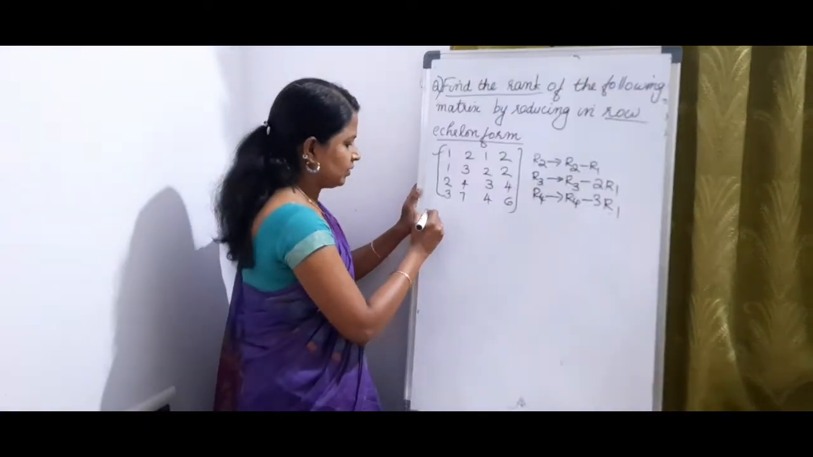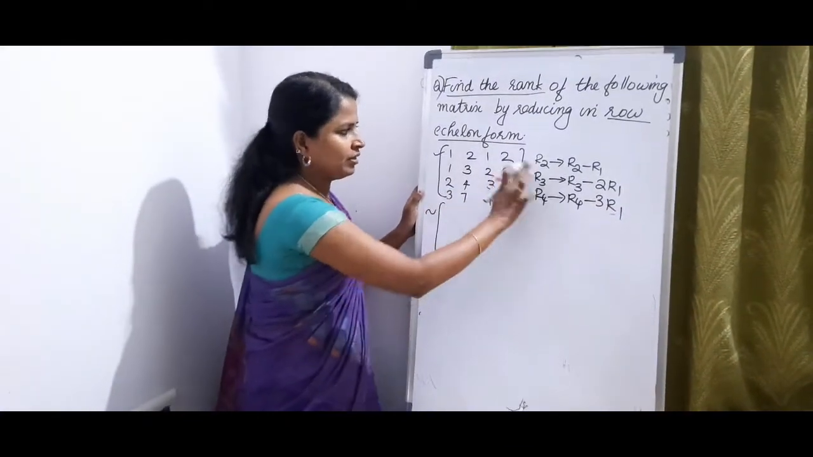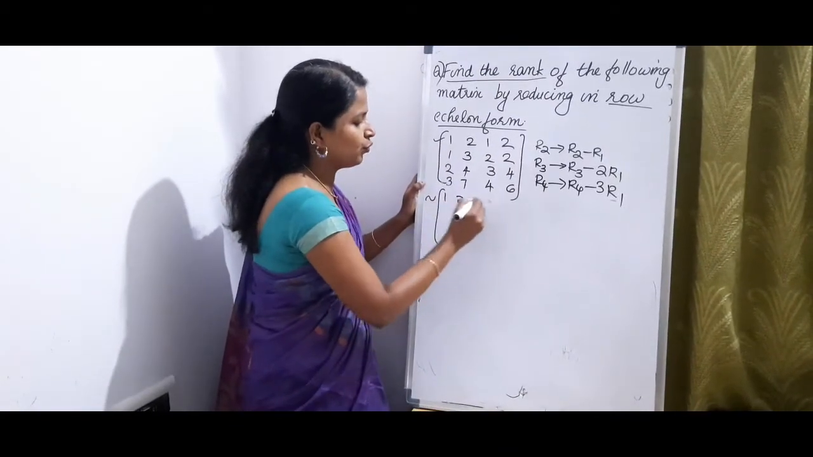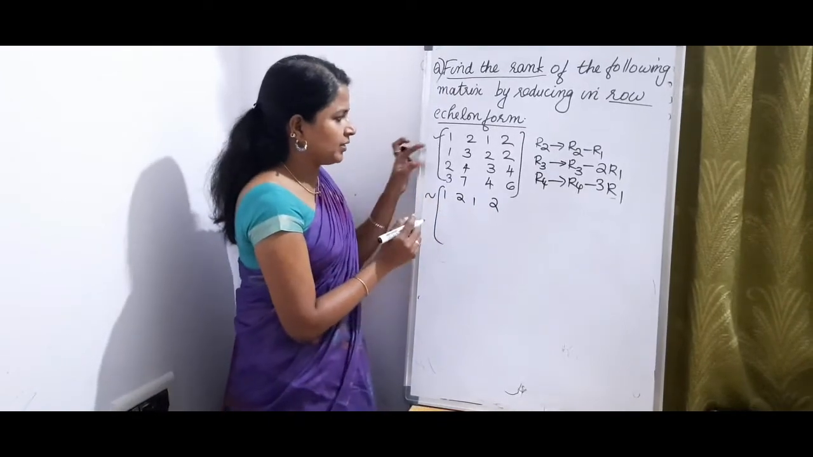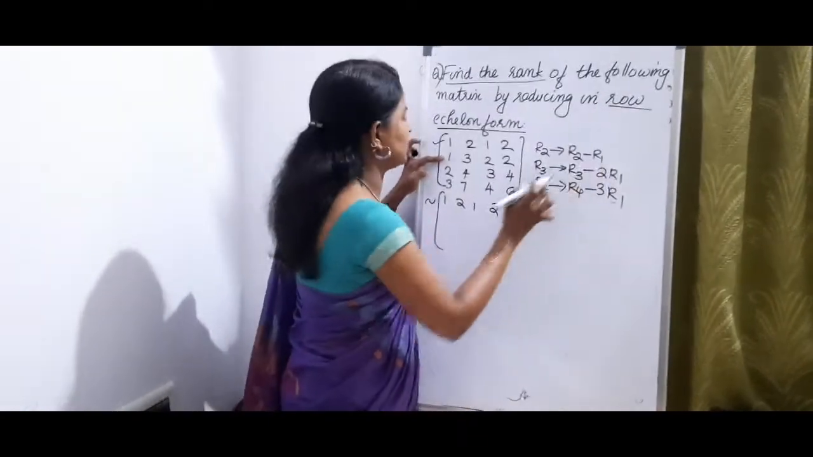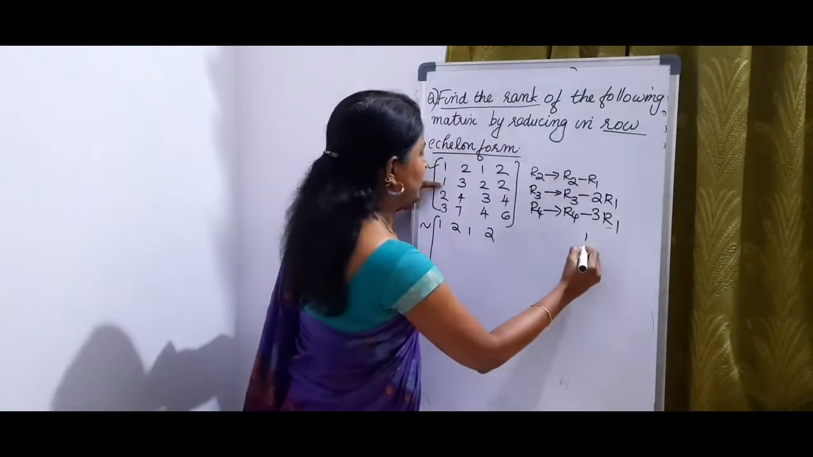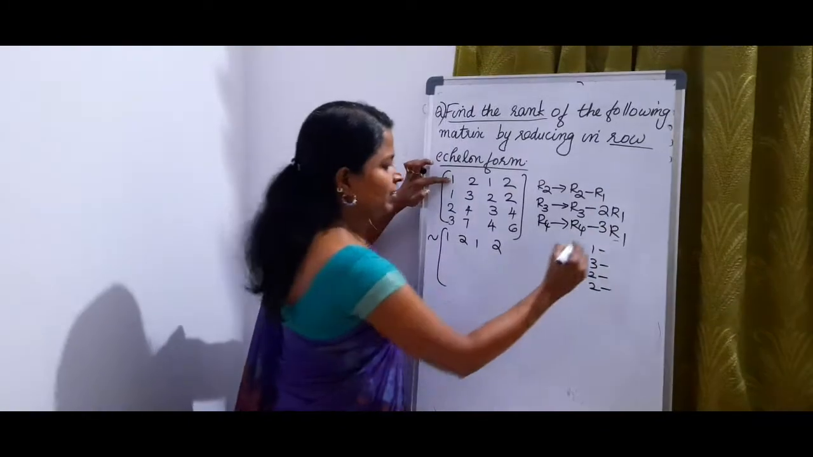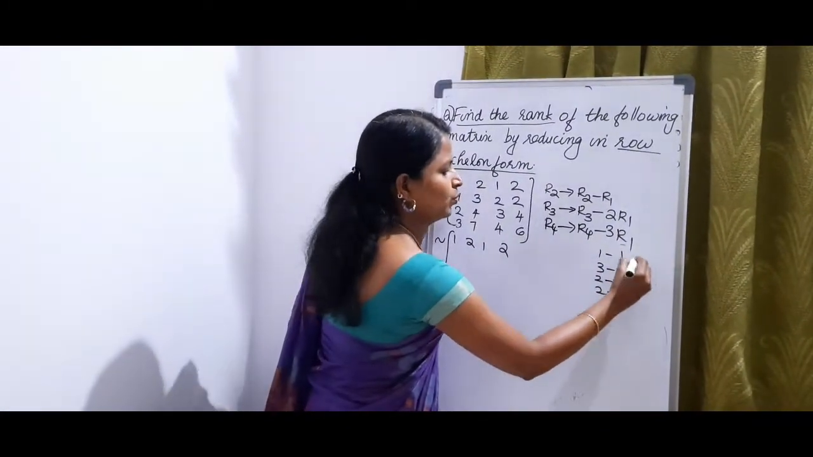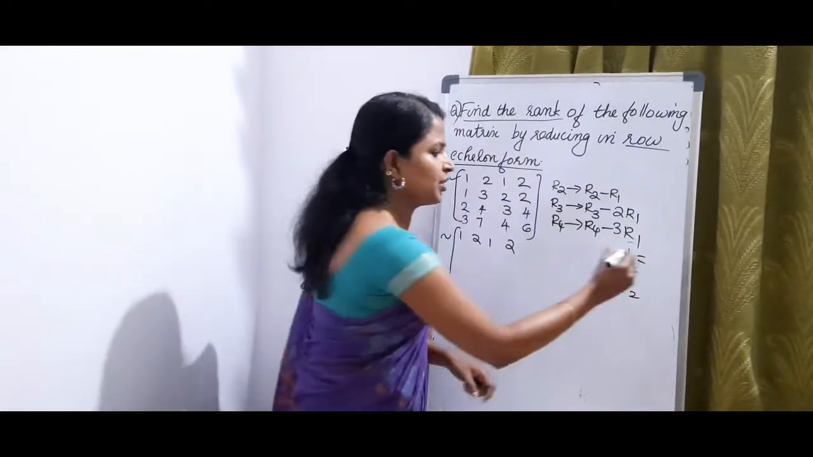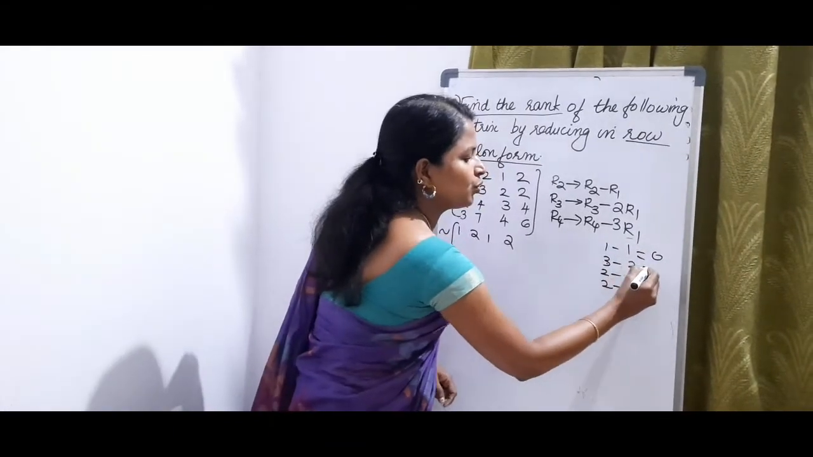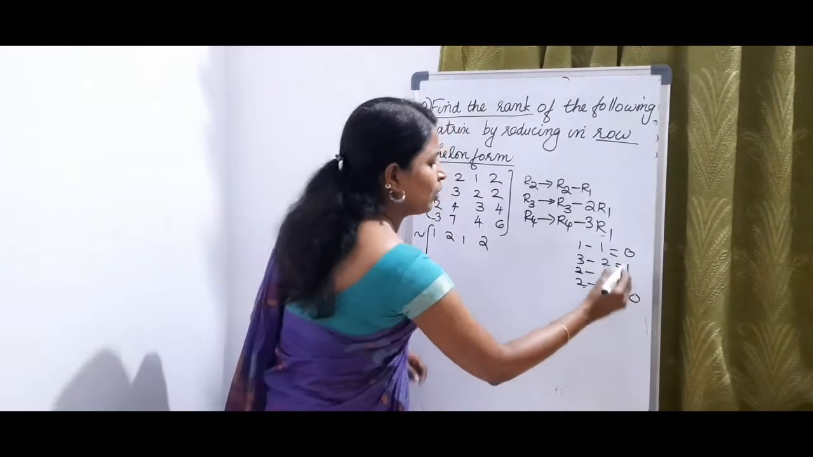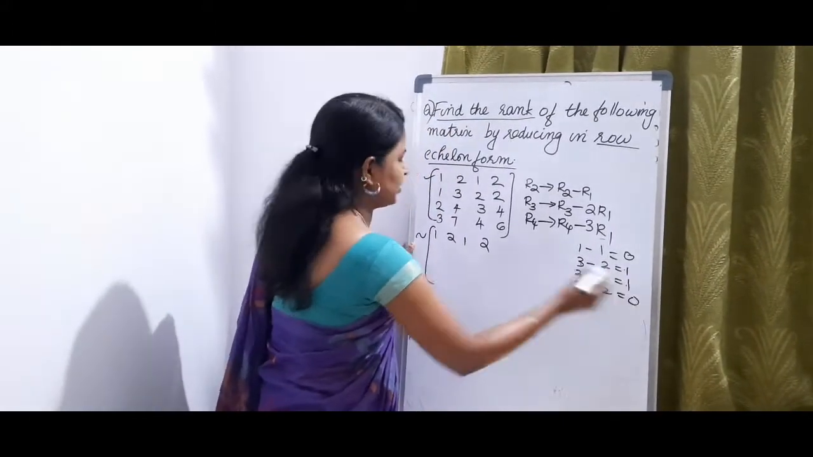So, R1 is the same, row 1 same: 1, 2, 1, 2. Then second, R2 gives R2 minus R1. R2 is 1, 3, 2, 2. This is R2 minus R1, 1, 2, 1, 2. 1 minus 1 is 0, 3 minus 2 is 1, 2 minus 1 is 1, 2 minus 2 is 0.